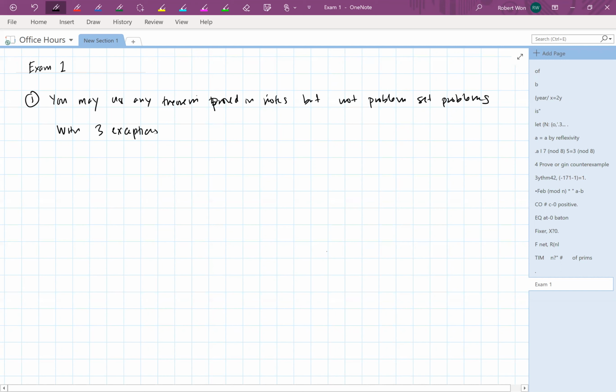And these are the fact that there are 3 problem set problems that appear as theorems on your number system axiom sheet. So on your number system axiom sheet, it lists 3 theorems, in particular, homework 3, number 1 through 3. These all appear as theorems there. And so you may use those as if they were proved in the notes.